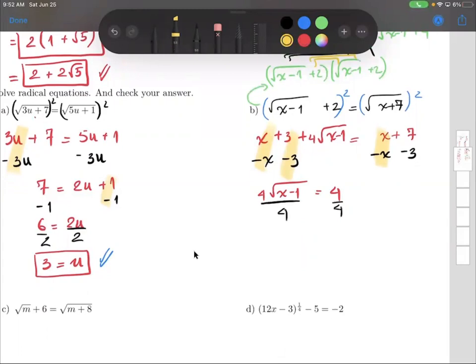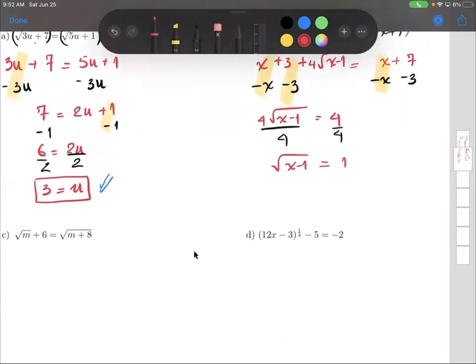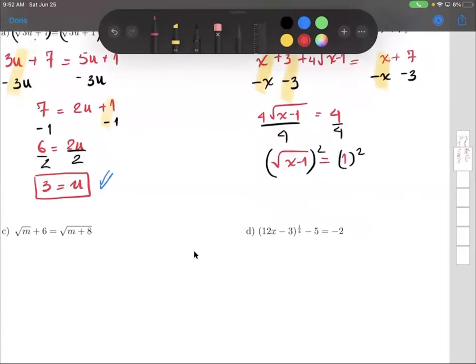That cancels. So you have square root of x minus 1 equals 1. Now you square both sides. Use black. Square both sides. So on the left hand side, square and square root cancel. So x minus 1 equals 1. Add 1.